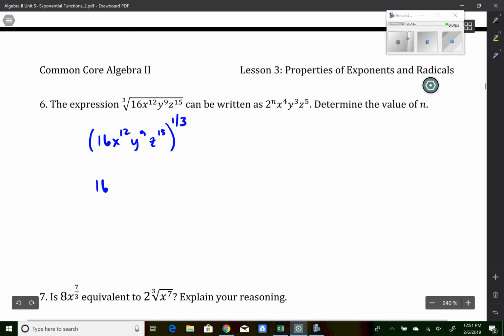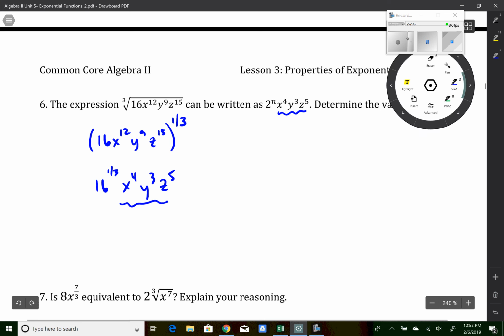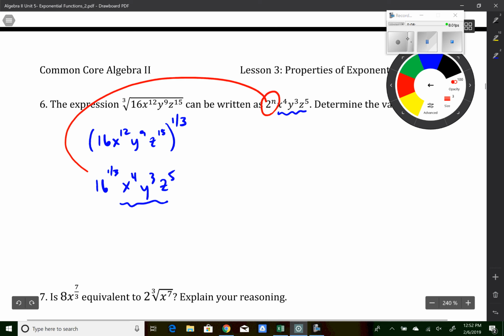So I have 16 to the 1/3 exponent, and I have x to the 4th, y to the 3rd, z to the 5th. And all of that matches all of this, which means the only part that I'm looking at in the structure of this problem is 2n and this number, 16 to the 1/3. So my job now is to make 16 to the 1/3 look like 2 to the n.